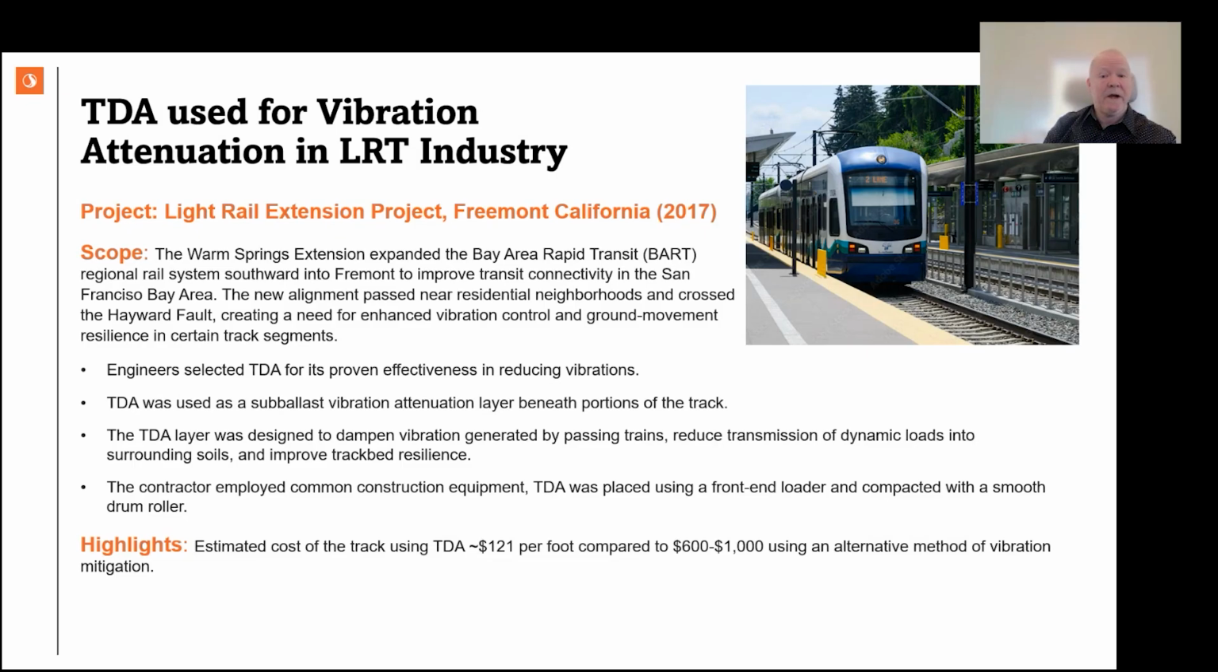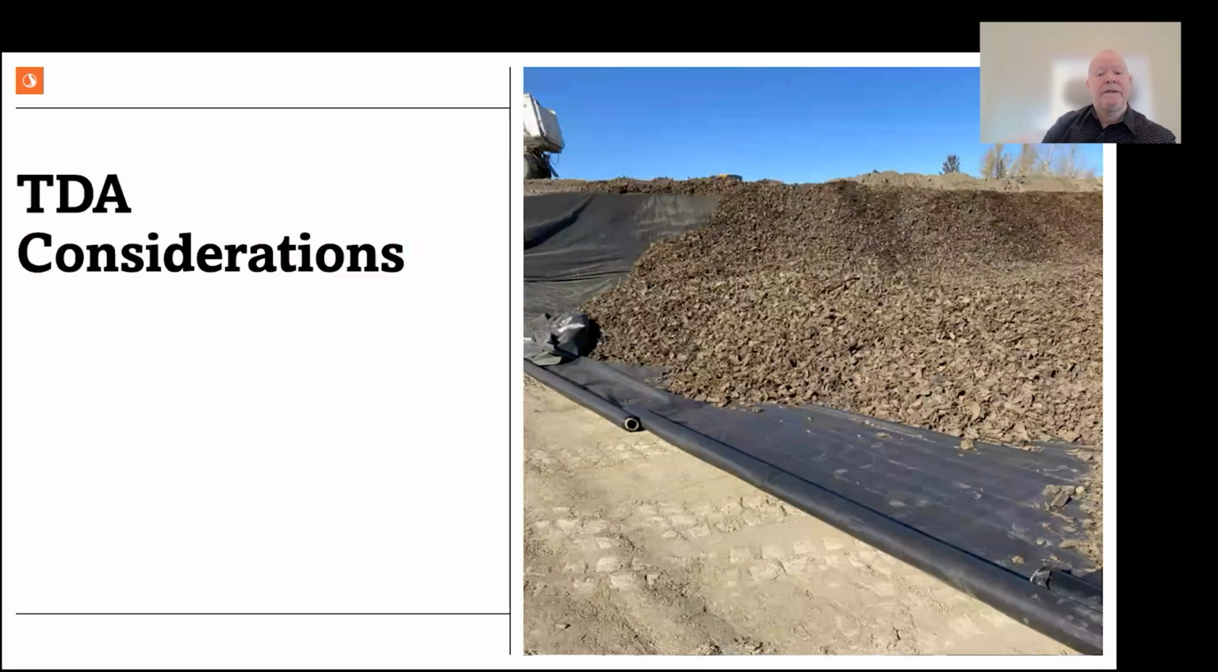Our last case study here comes from California, where TDA was used to attenuate vibrations in the light rail transit industry. In this light rail project, TDA was used beneath the track to attenuate vibrations. It provided effective vibration control using conventional construction methods at a significantly lower cost than alternative mitigation systems. Successful TDA performance depends on proper design and construction. This section shifts from case study examples to how to apply it correctly in the field.